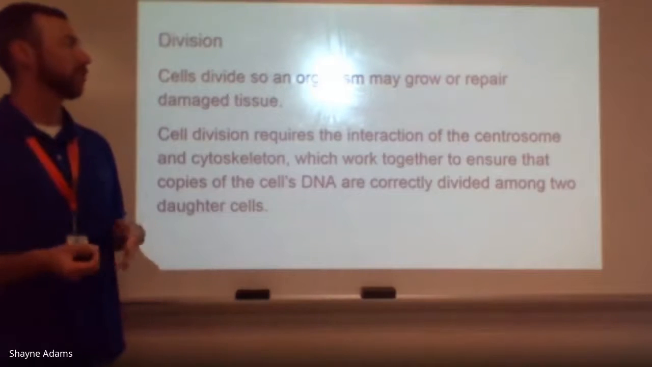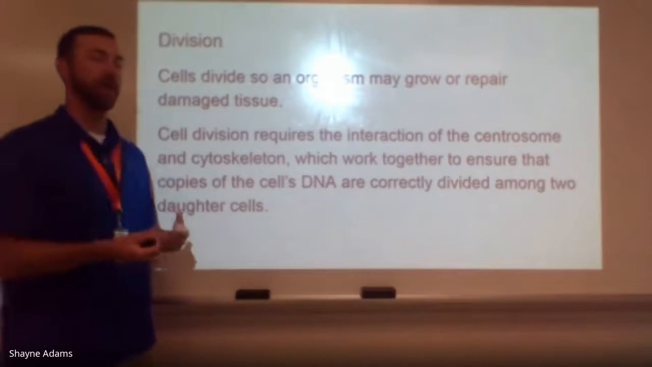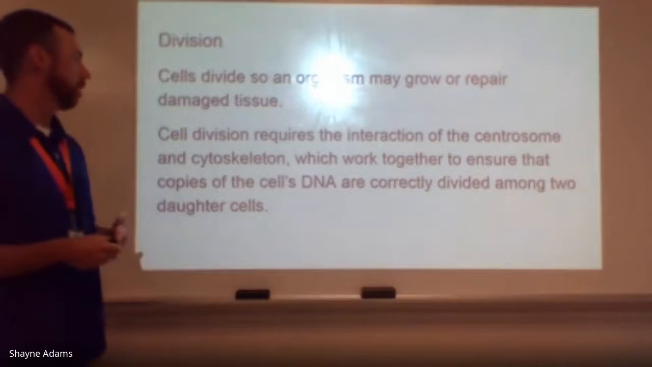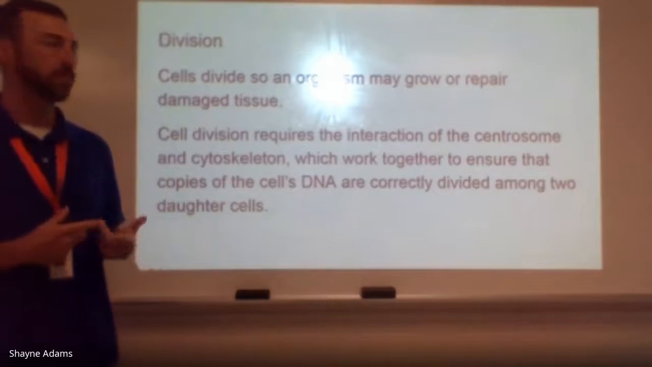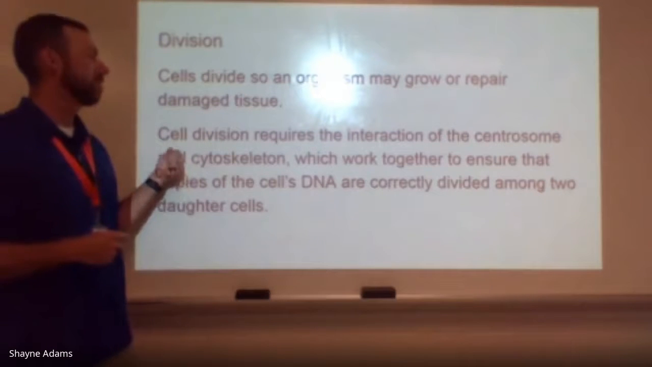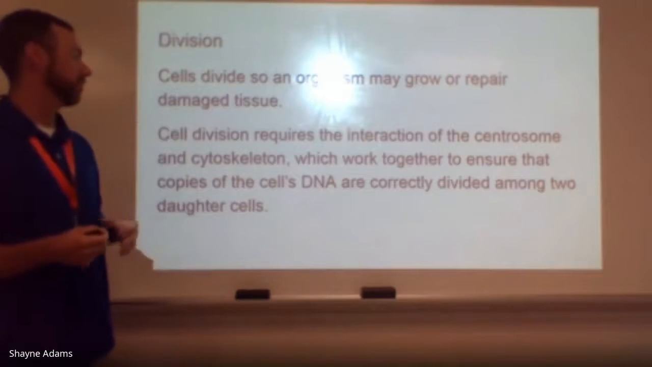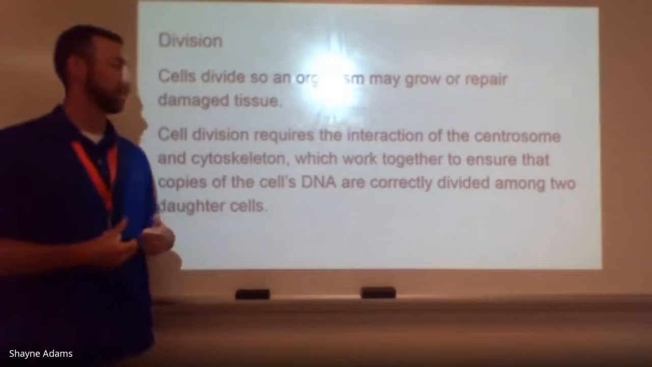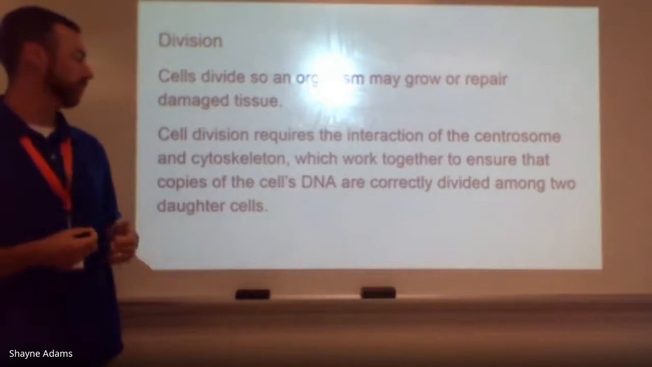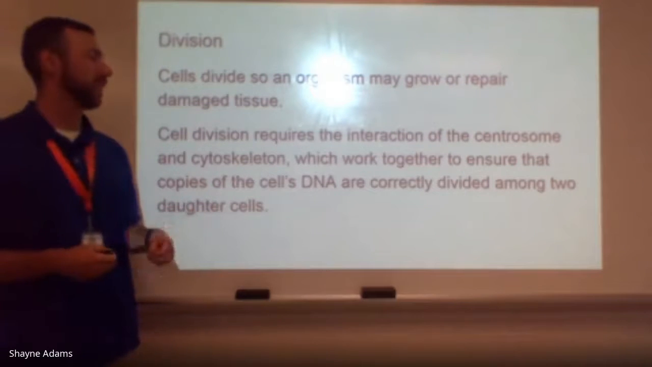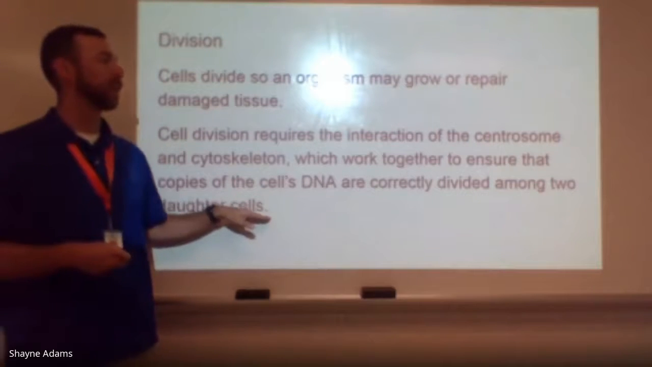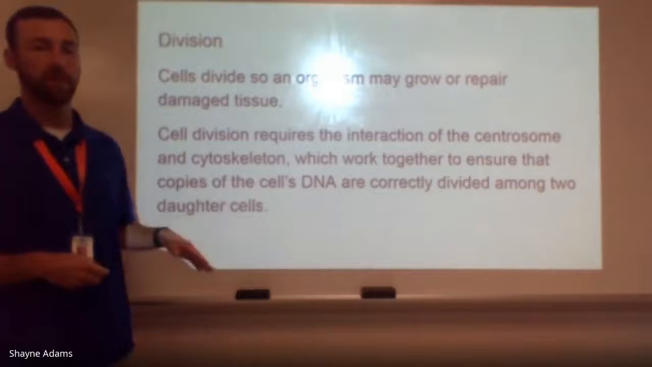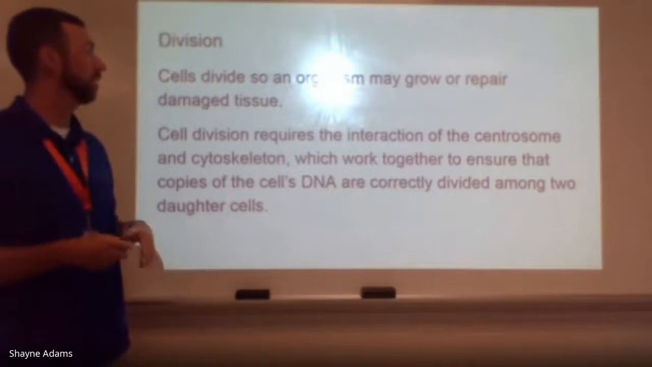Cells divide so an organism may grow or repair damaged tissue. When we talk about cell division, we mainly focus on two: mitosis and meiosis. Cell division requires the interaction of the centrosome and the cytoskeleton, which work together to ensure that copies of the cell's DNA are correctly divided among two daughter cells. Now, we're not going to go deep into the process of mitosis right now. We will later in a different video.